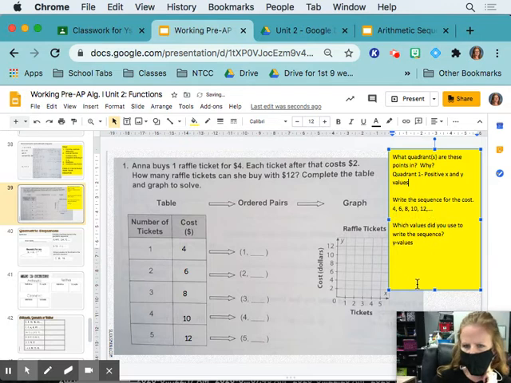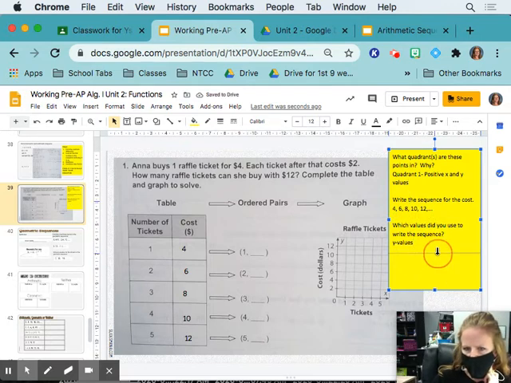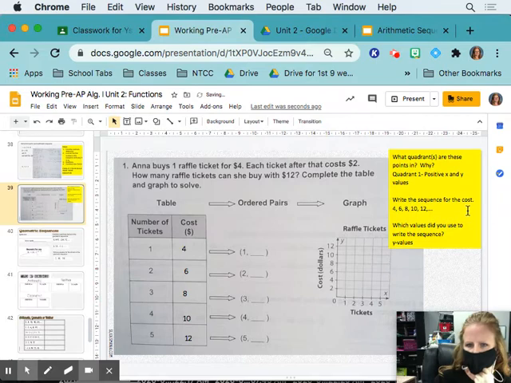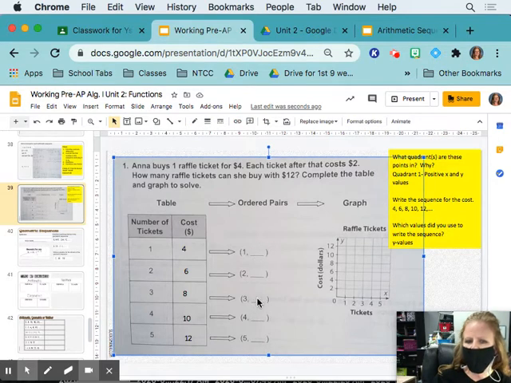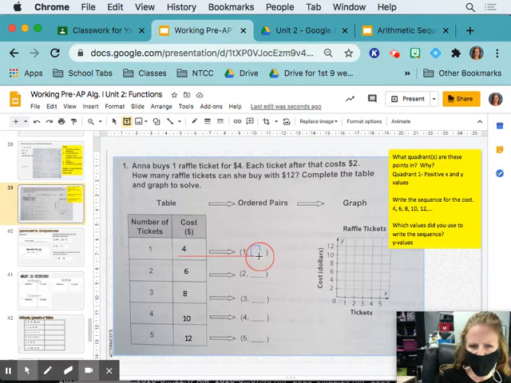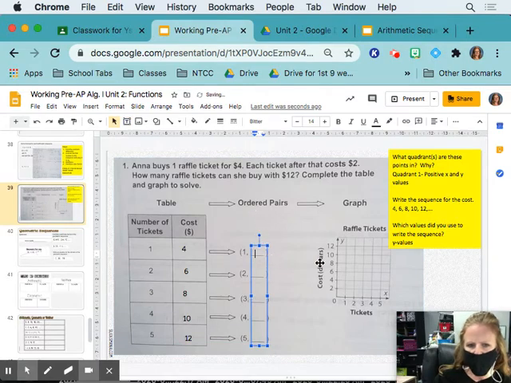I'm going to make this a little smaller. There we go. Okay, now we need to write the ordered pairs that go with this. Let's see. Do a text box here. So 1, I'm actually going to do it like this. 1, 4, 2, 6, 3, 8, 4, 10, and 5, 12.